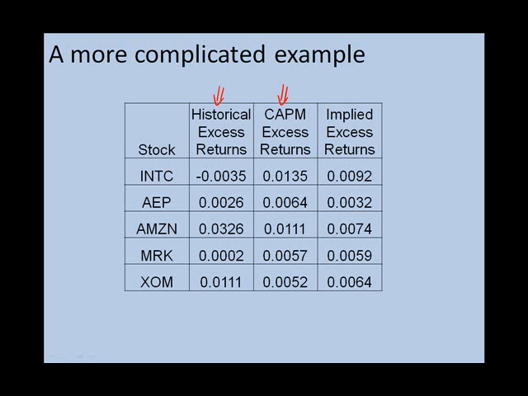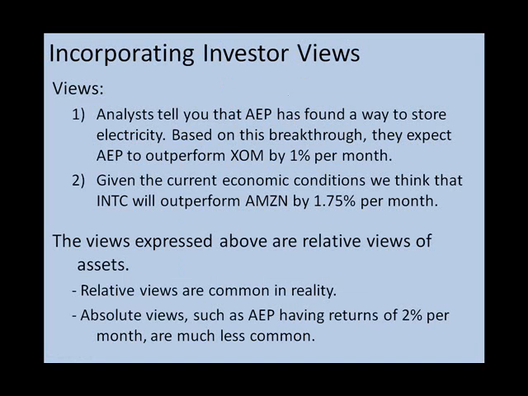Now suppose we want to combine the implied equilibrium excess returns with our views about these stocks. How do we do this? Well, consider our views. We have 2 views. First of all, analysts tell you that AEP has found a way to store electricity. Based on this breakthrough, they expect AEP to outperform ExxonMobil by 1% per month. The second view is that given the current economic conditions, we think that Intel will outperform Amazon by 1.75% per month.